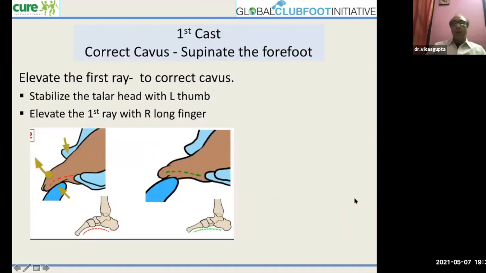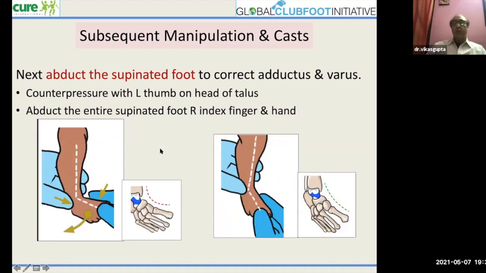So how do you manipulate? Elevate the first ray to correct the cavus deformity, and you continue to stabilize the talar head with the left thumb. So elevate the first ray with the long finger, remember. And with one or two casts, you are able to correct the cavus deformity. So what we have done is that a pronated forefoot is now converted into a supinated forefoot. So the forefoot and the hindfoot now lie in the same plane. Initially the forefoot was pronated and now it is supinated. So both forefoot and hindfoot are now in the same plane. So what you do is abduct the supinated foot to correct the adductus and varus.